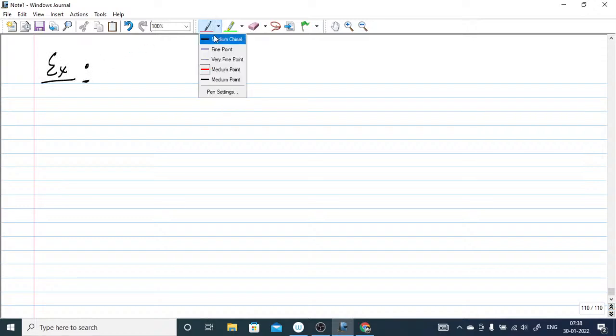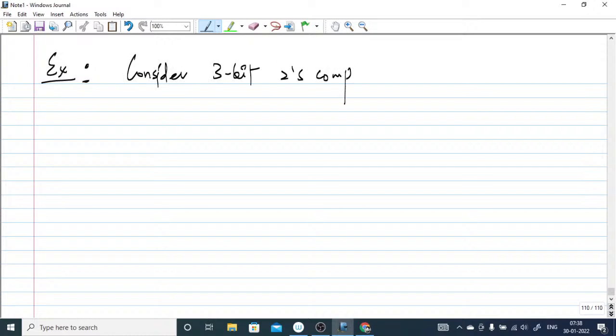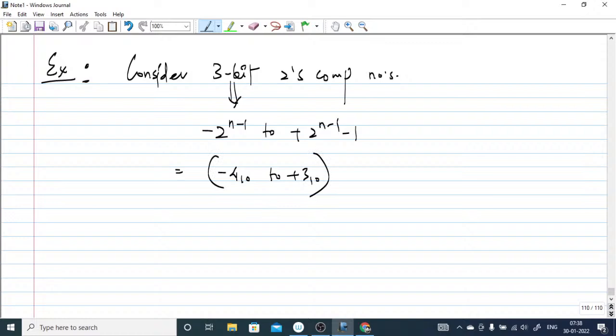So consider 3-bit 2's complement numbers. What is the range of numbers in the case of 2's complement? For 3 bits, it is minus 2 to the power n minus 1 to plus 2 to the power n minus 1. We can say that it will be from minus 4 to plus 3. This is going to be the range. So we have got minus 4 and plus 3 using 3 bits.